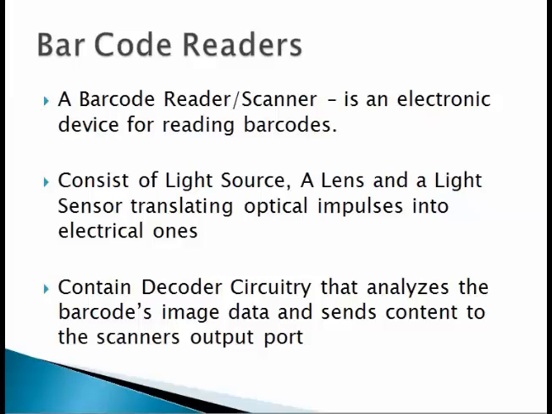So a barcode reader or scanner is an electronic device for reading barcodes. It consists of a light source, a lens, and a light sensor, which translate the optical impulses into electrical ones. It also contains decoder circuitry that analyzes the barcode's image data and sends content to the scanner's output port.